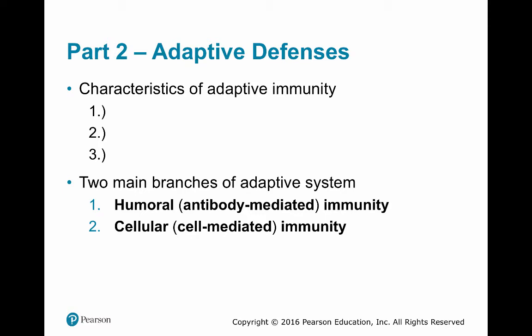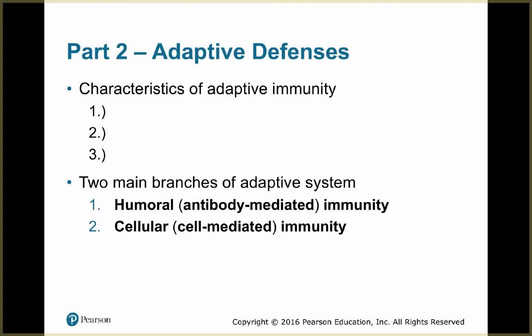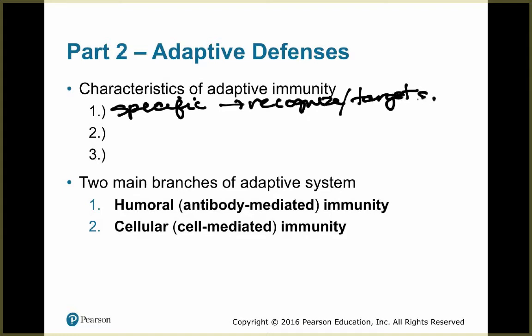So there are characteristics of adaptive immunity. The good thing about it is that it's specific. If we have to prime it against some kind of particular antigen or initial exposure to a foreign substance, it's going to end up being specific. So it's going to recognize, essentially target, very specific antigens. Okay?